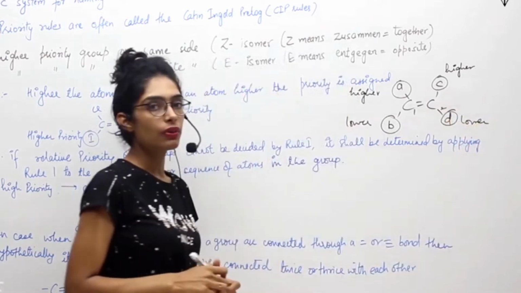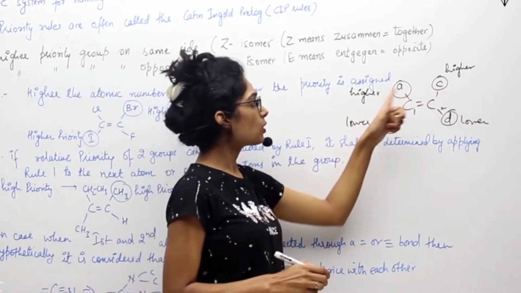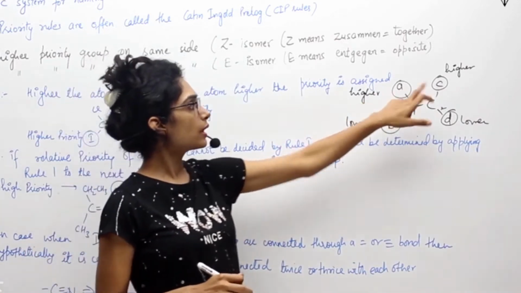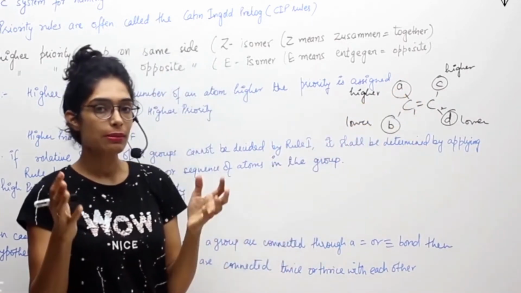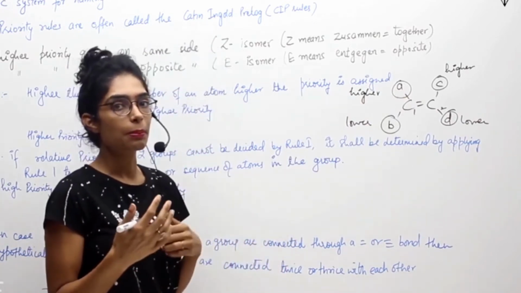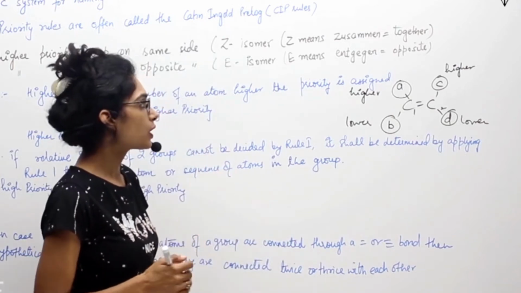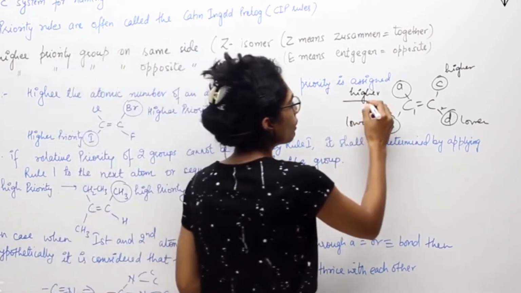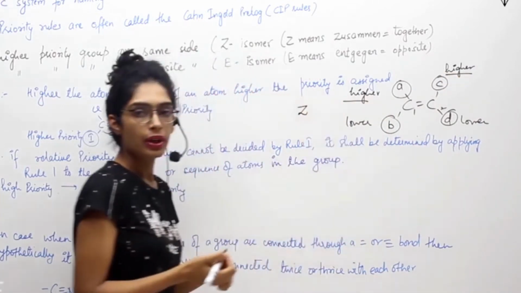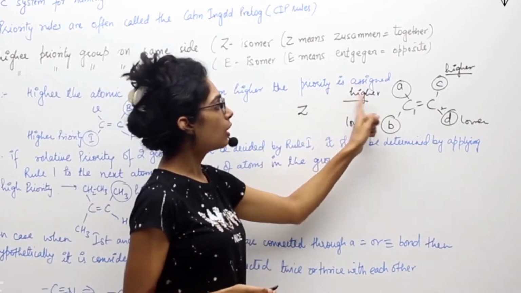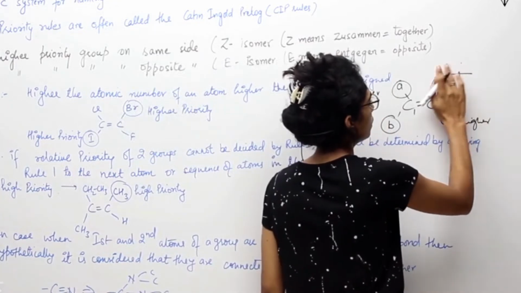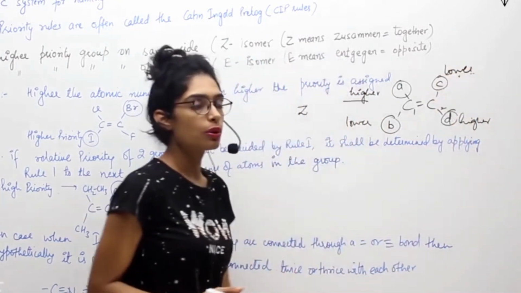So basically what we can see over here is both of the higher priority groups are on the same side and both of the lower priority groups are on the same side. So the groups are not the same, but the priority is the same, and hence when they are on the same side, they are behaving similar to what we call cis. These are not cis. You cannot replace the term cis over here. We have specific terms for it. So when 2 higher priority groups are with each other, or basically on the same side, we call it the Z isomer. And if they would be opposite to each other, assume this would be higher and this is lower, in this case the isomer would be E.